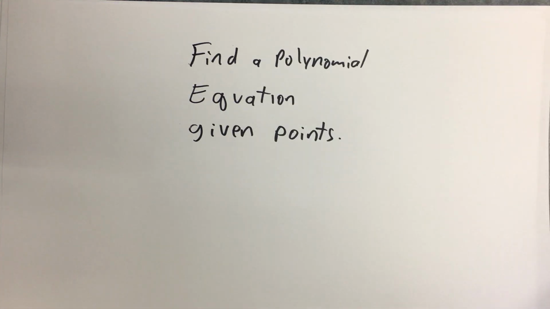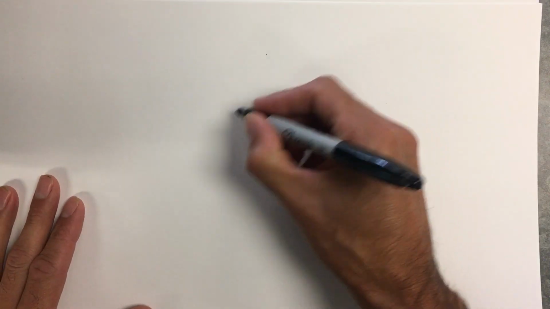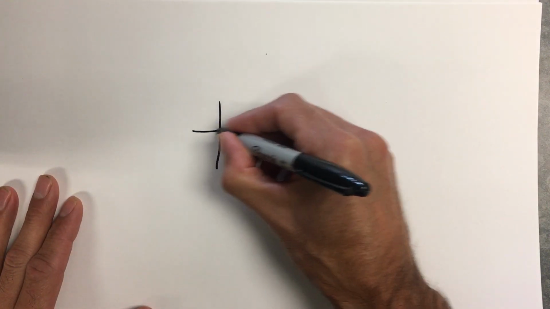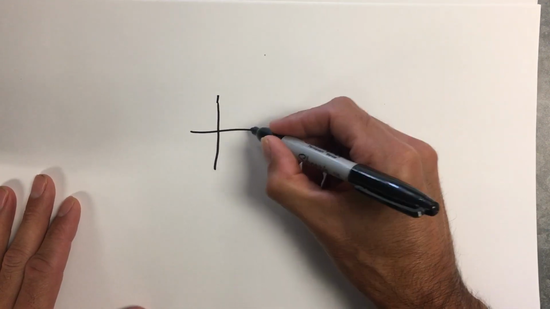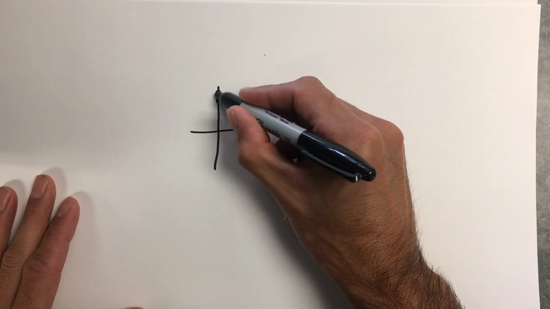Okay. How to find a polynomial equation given points. Now, this problem came out of a section in our grade 12 textbook that showed the students how to find the equation of a polynomial given roots and one other point.